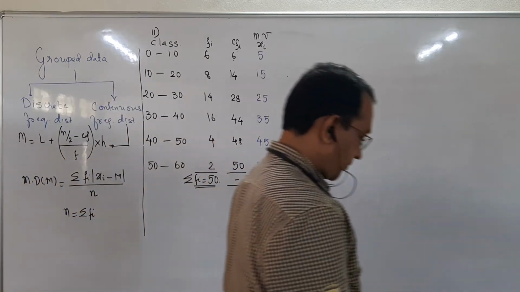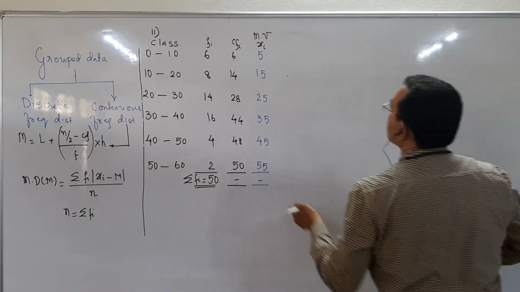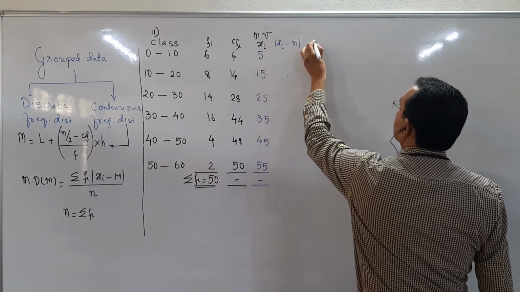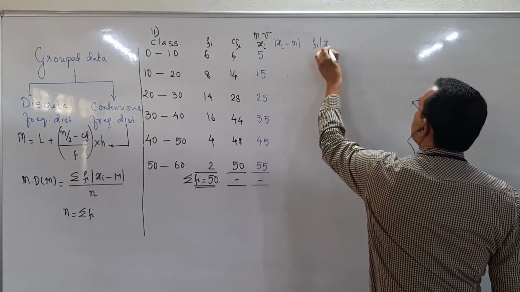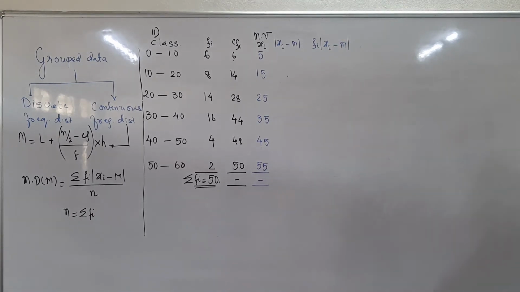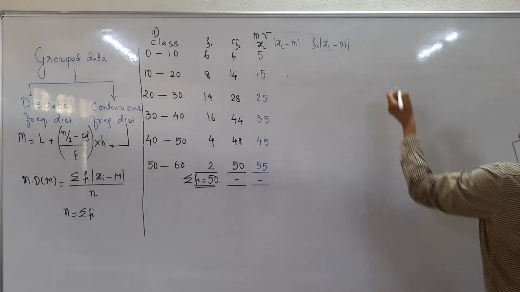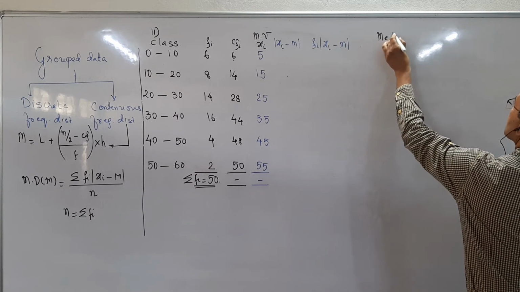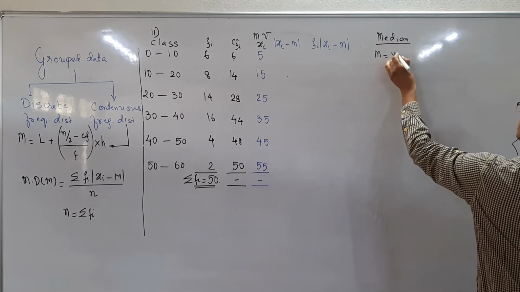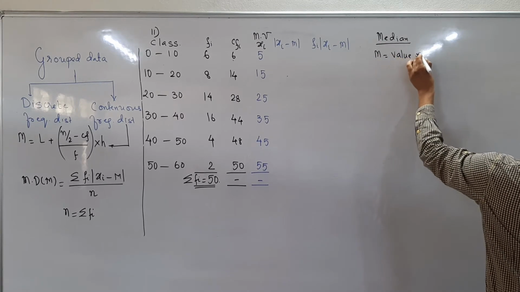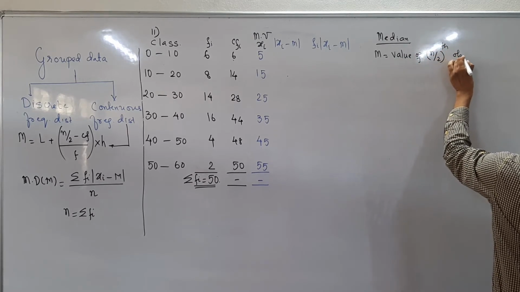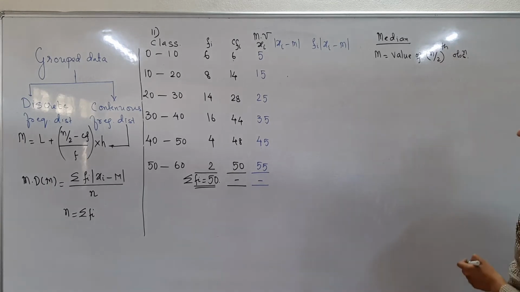Now median. First of all, these two columns are pending: mod xi minus M and fi into mod xi minus M. First of all, we operate median. While finding median also we have to follow the algorithm. Median is equal to the value of the n by 2th observation, as you learned in 10th standard.